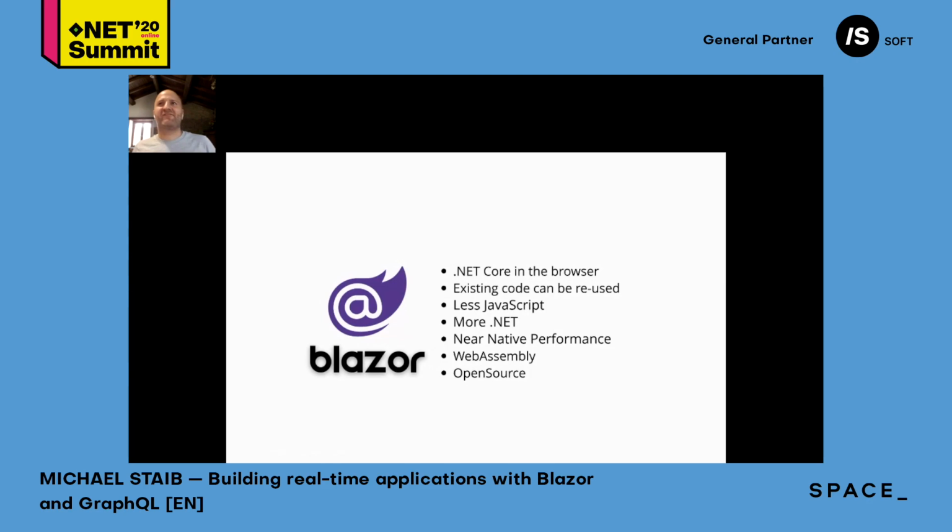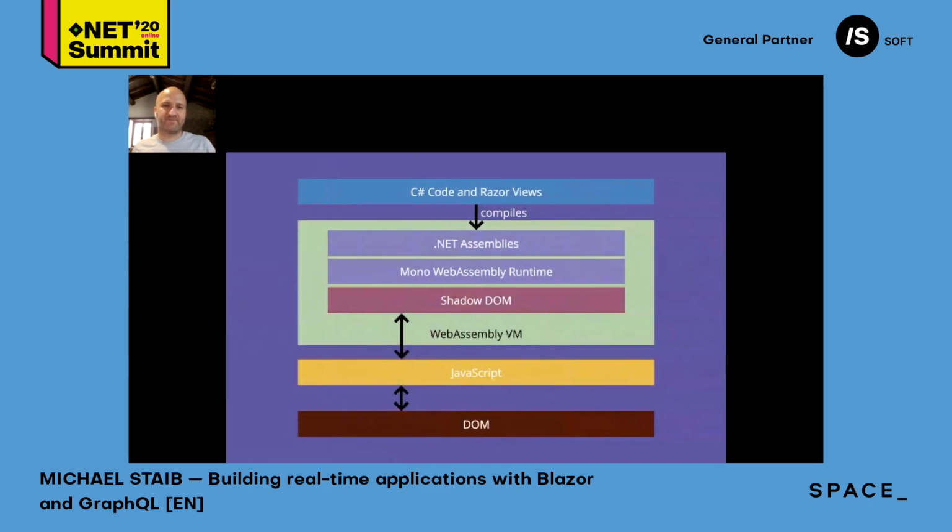But let us have a look at how Blazor actually works. In order to write Blazor components or Blazor applications, we are using a combination of C# and Razor syntax. And this really compiles into standard .NET assemblies. When the browser downloads the Blazor application, it also downloads the mono runtime. And the mono runtime really allows us to run standard .NET assemblies in the WebAssembly VM. That's basically a sandbox in the browser.